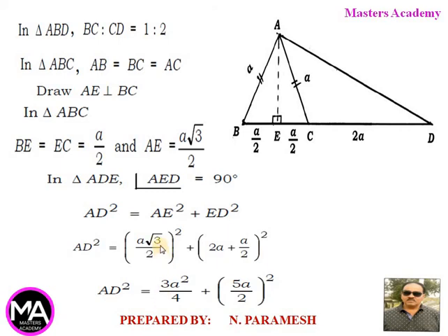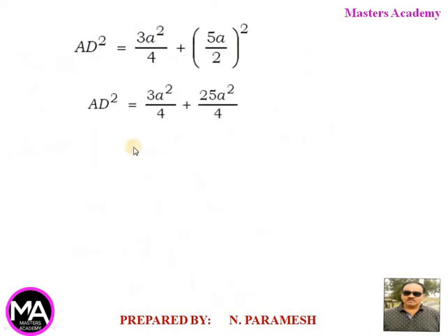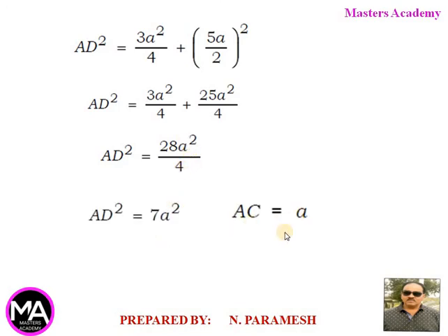AD square is equal to root 3 whole square is 3 A square by 2 plus, by taking 2 as an LCM, 2 2s are 4A plus 1A, 5A by 2 the whole square is equal to 3A square by 4 plus 25A square by 4. By taking 4 as an LCM, 3A square plus 25A square is 28A square. 28A square by 4 is 7A square. AC is nothing but A. Substitute that values. AD square is equal to 7 AC square.